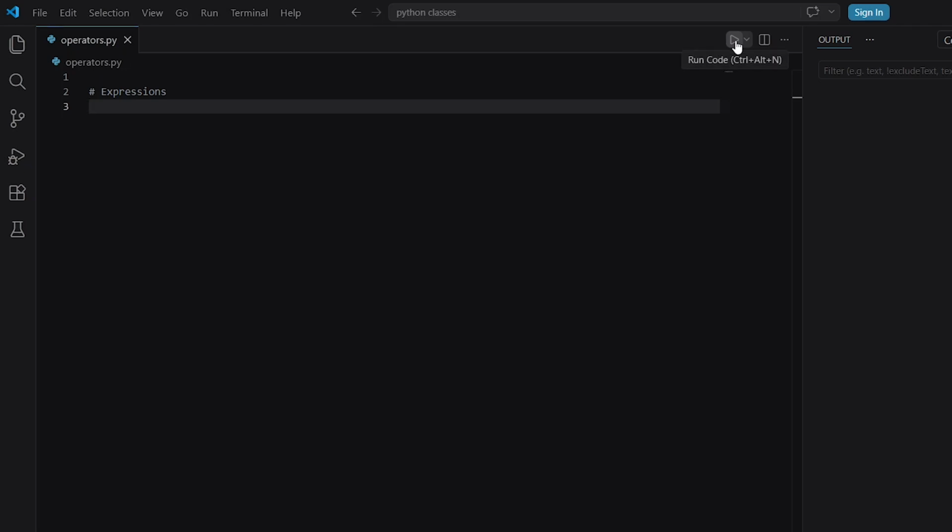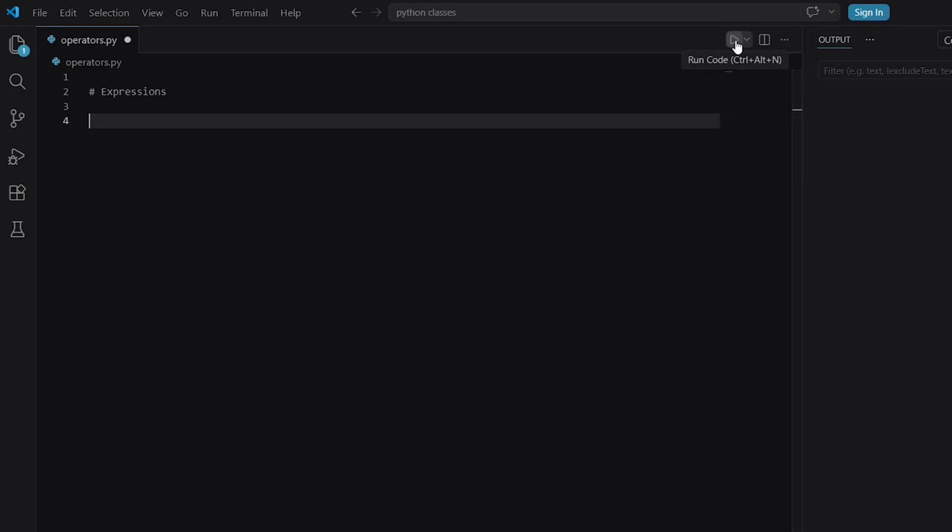Now let's look at expressions. Though we've written so many expressions, we've not defined them formally. So what is an expression? An expression is a combination of values and operators that produces a single value.